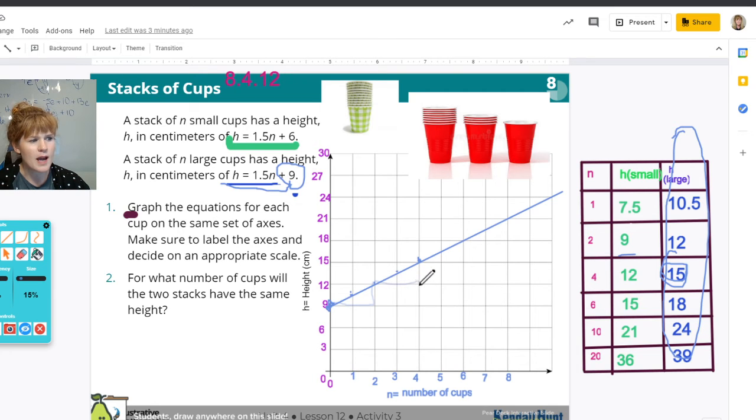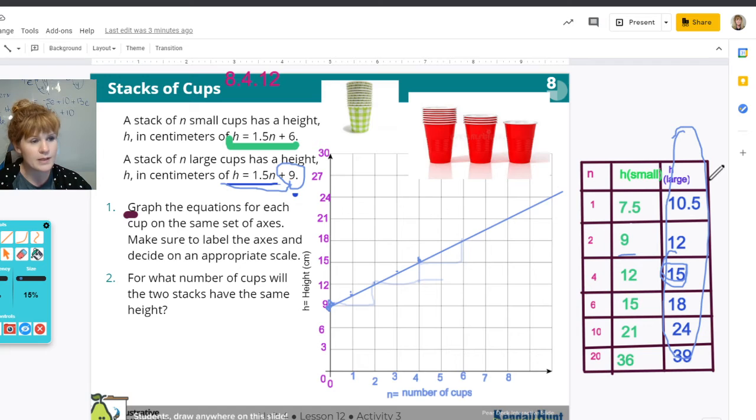Every 3 cups I go up 3 triangles. 3 centimeters. I should stop making videos after 10 p.m. Whatever. That's how I graphed the large cups.